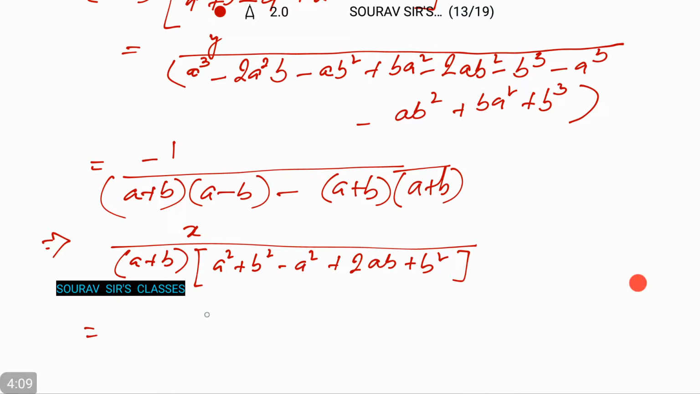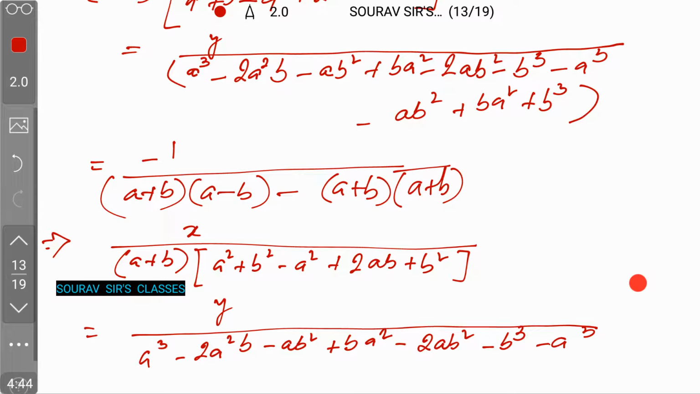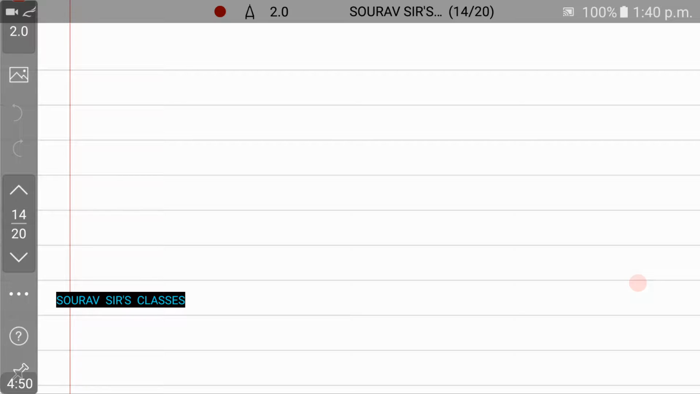which is equal to y by that huge term again, which is a cube minus 2a squared b minus ab squared plus ba squared minus 2ab squared minus b cube minus a cube minus, hang on, I've run out of space here I think, so I'll have to cancel this and put in a new page and write the entire expression again.